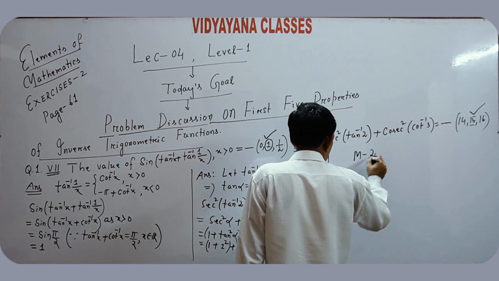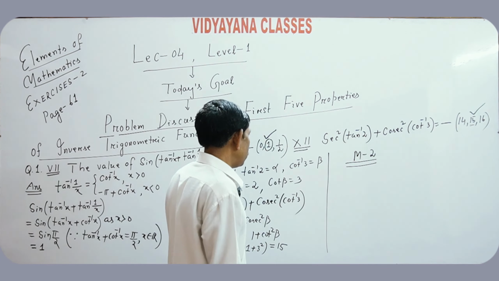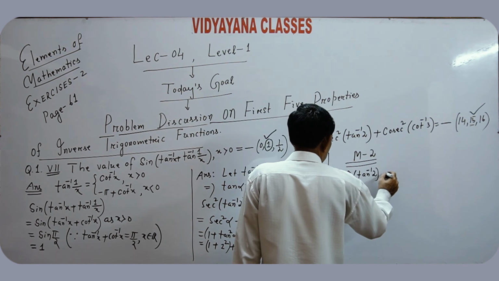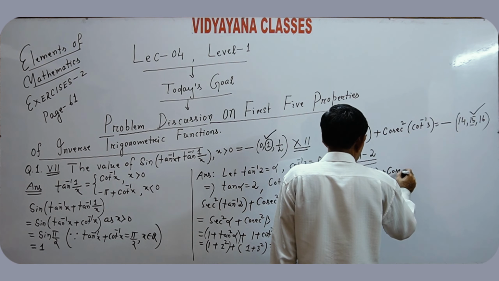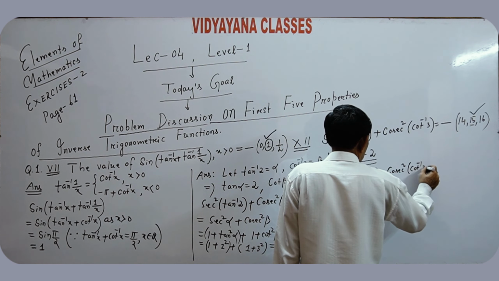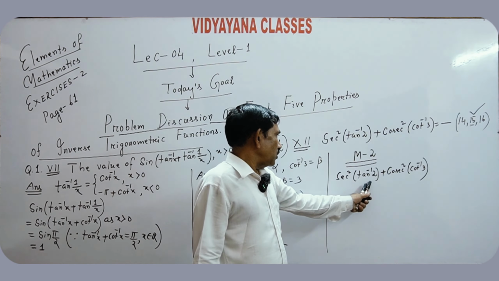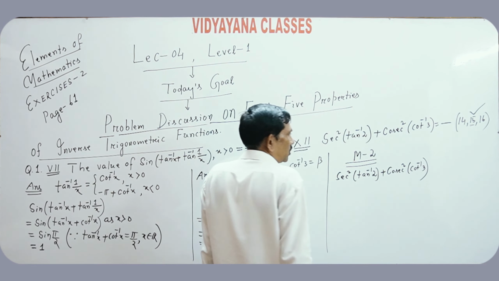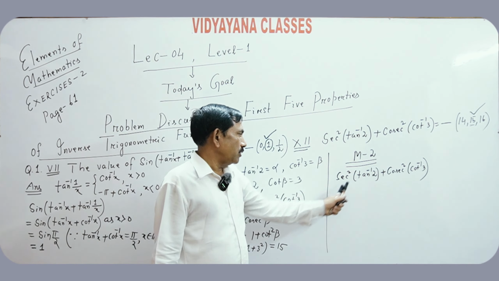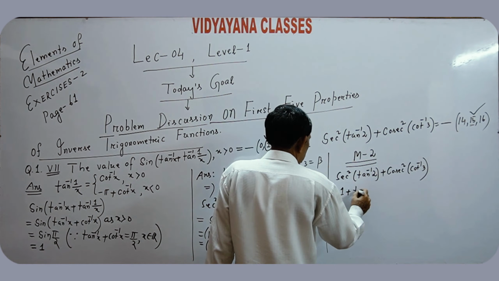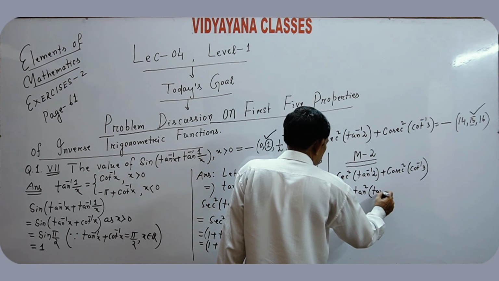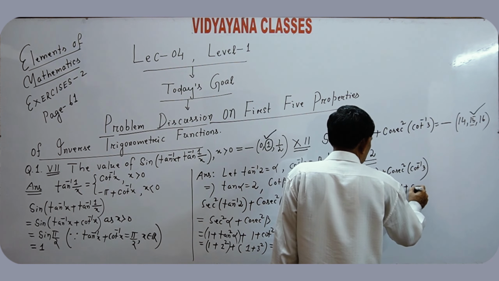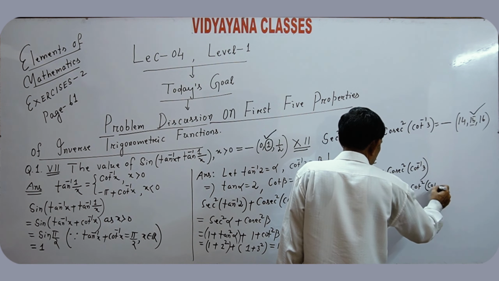Method 2. Sec square tan inverse 2 plus cosec square cot inverse 3. Tan inverse 2 is alpha, cot inverse 3 is equal to beta, so it is sec square alpha plus cosec square beta. Sec square alpha is equal to 1 plus tan square alpha, where alpha means tan inverse 2. Cosec square beta is 1 plus cot square beta, where beta means cot inverse 3.